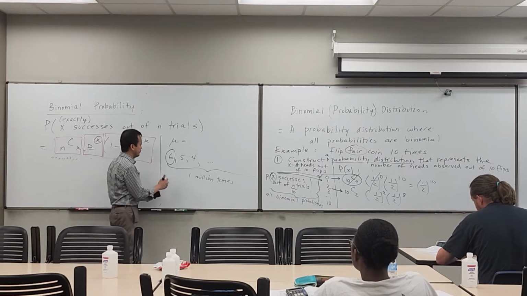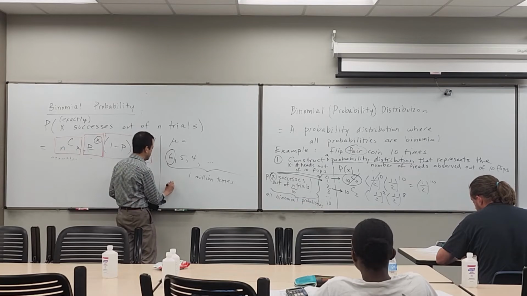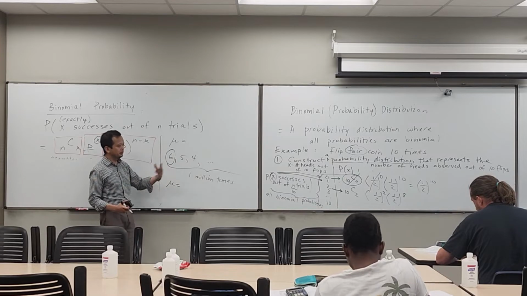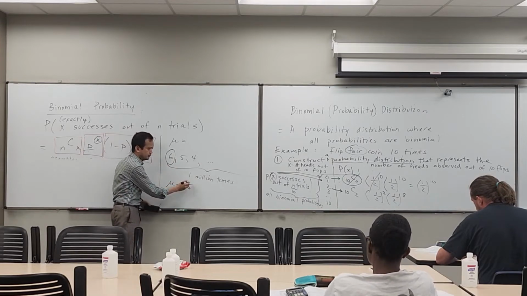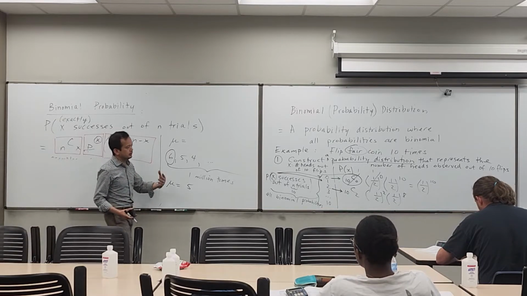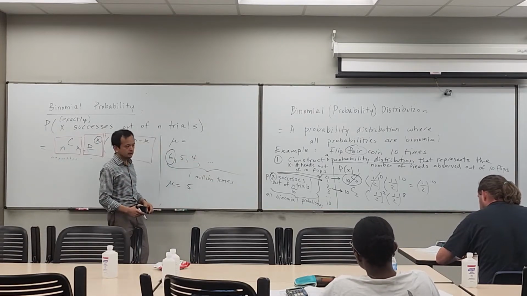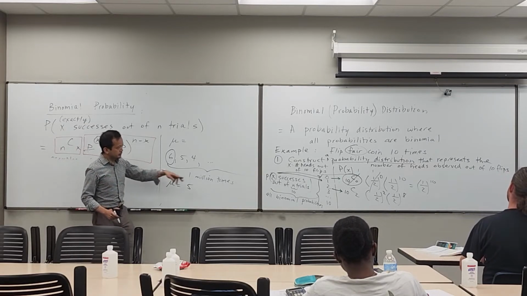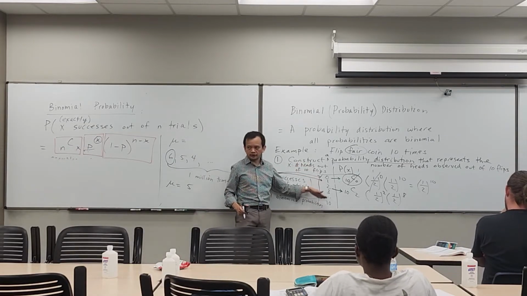So if you take the average of all of these, if you add these all up, all the 1,000,000 numbers, and divide by 1,000,000, you should get 5. And that's what we mean by the mean of this probability distribution. So the mean of this probability distribution should be exactly 5.